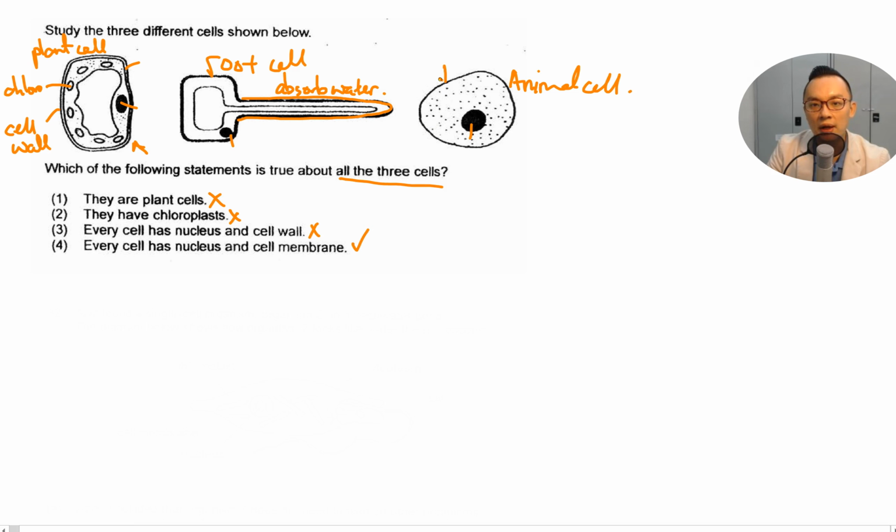This is the cell membrane. This is the cell membrane. And the one inside, there are 2 lines here. The one inside is the cell membrane. Alright, so the answer is number 4.